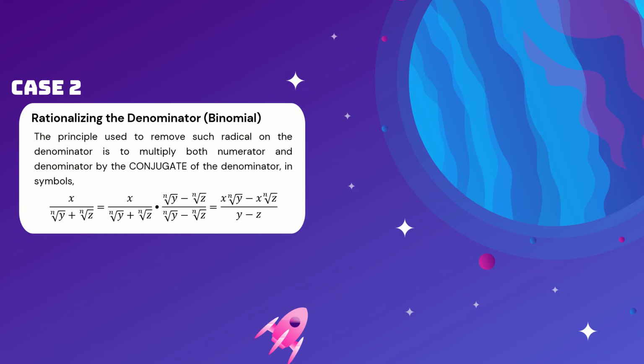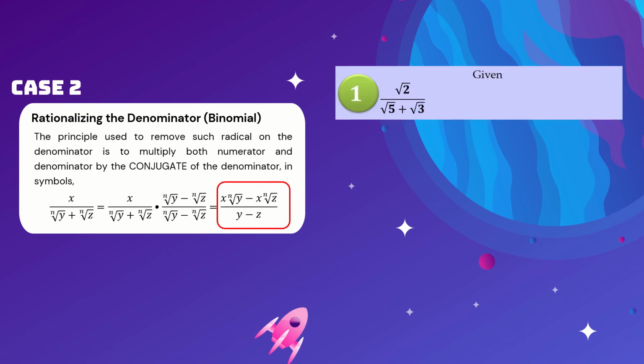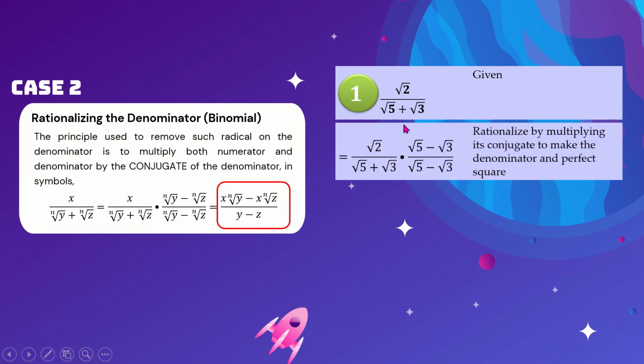To explain this concept further, I will give an example so we won't be confused. The first example given is the square root of 2 over the square root of 5 plus the square root of 3. To rationalize, we multiply by the conjugate of the denominator. The conjugate of the square root of 5 plus the square root of 3 is the square root of 5 minus the square root of 3, up and down.